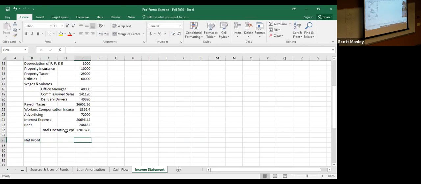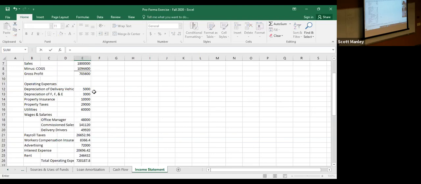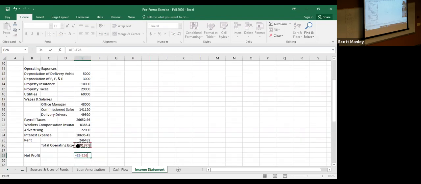Okay. What's my formula for net profit? Very simply, gross profit minus operating expenses. And as you can see, I'm losing a little bit of money. That shouldn't really surprise you at the rate the business was bleeding cash. But I just kind of did some WAGs there on some of my expenses. I just did wild guesses.